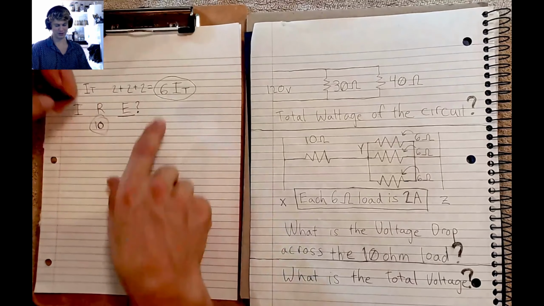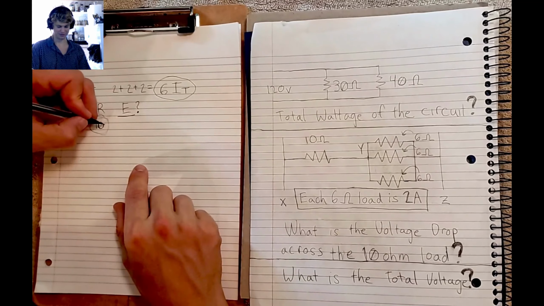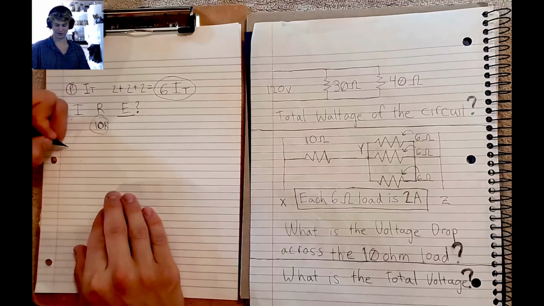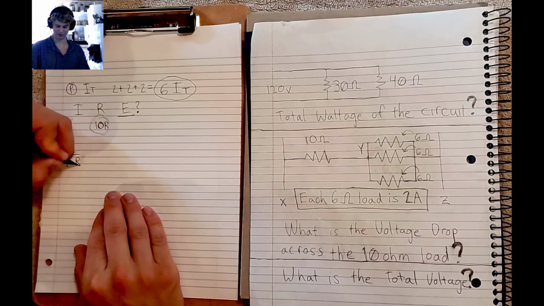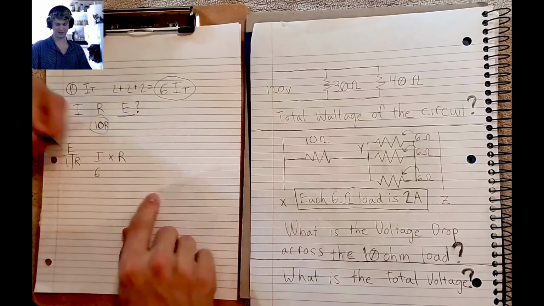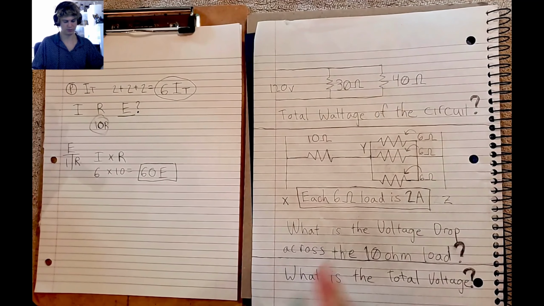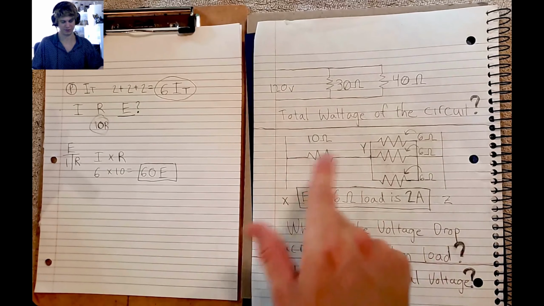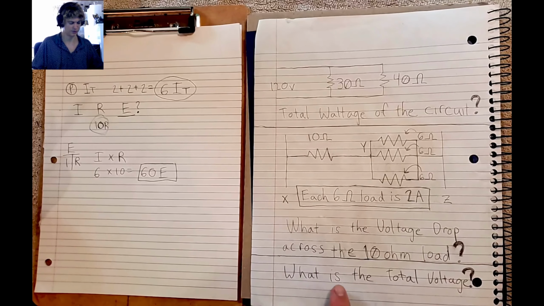So now I know the 2 numbers that I'm going to be dealing with. So what formula has I, R, and E? It is the one that I call EAR, which is E equals I times R. Okay, so we're looking for I times R. So we're looking for 6 times 10. Okay, so now we know the voltage going across this resistor wired in series. And now the next question is, what is the total voltage of the entire circuit?